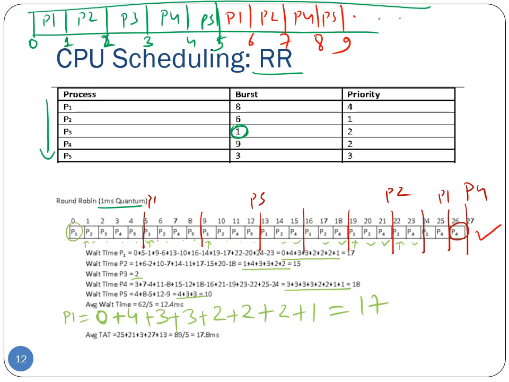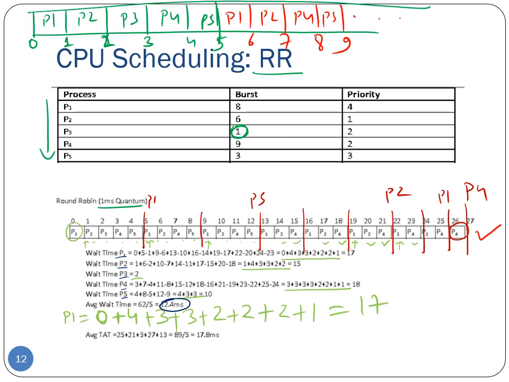The average wait time is straightforward. Once you have the wait times for these individual processes P1, P2, P3, P4, P5, just add these all and divide by 5. So the answer is 12.4 milliseconds. That's the average wait time for all these 5 processes in round robin scheduling.